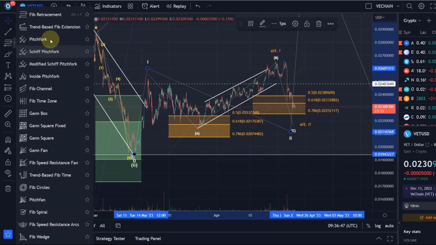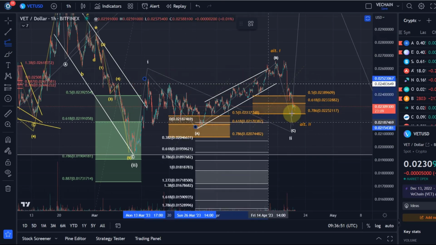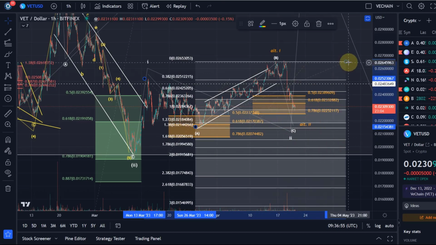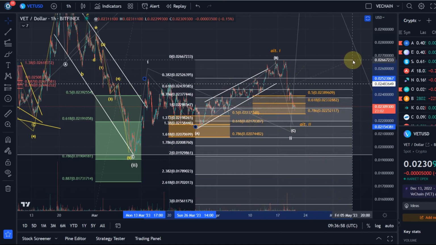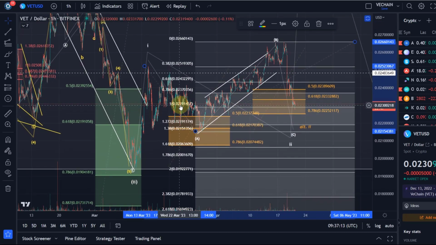But we can also measure the target by taking the length of the A wave. We go to the high of the B wave, and then we're looking for, as a first target, typically the 1-to-1 ratio. That was now reached. If it stops here and turns around, this is certainly a level to watch. The 1-to-1 ratio at 2.29 cents is a common target for a C wave.